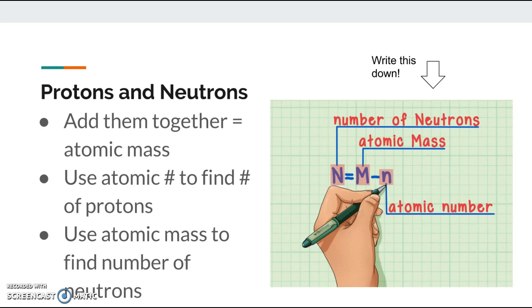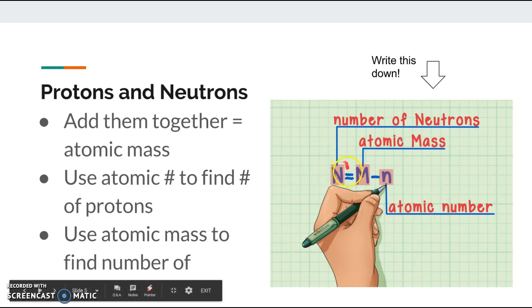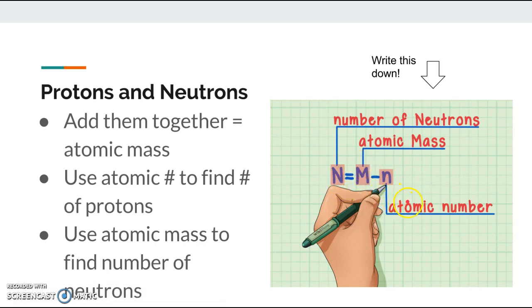So if you look at this equation right here, we're looking for the number of neutrons, and all we need to do is subtract the atomic number from the mass. So if I'm looking for the number for carbon, carbon has 6 protons, so its atomic number is 6. Its mass is 12, so you take 12 minus 6 and you get 6 neutrons.